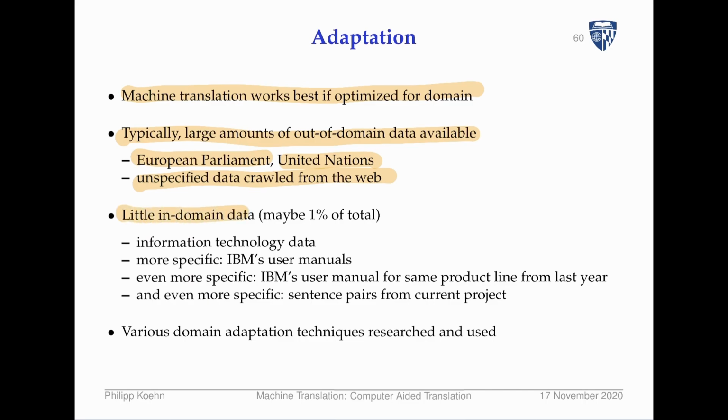Maybe we only really want to build a machine translation system for information technology, or maybe even more specifically, the translation job that I have to deal with is IBM user manuals. So how many IBM user manuals do I have? And ideally, I want the IBM user manual for the same product line from last year, or even better, I'm in the middle of the translation project and I already translated some sentences. These sentences are probably the best evidence for how I want this stuff to be translated. But that's going to be very, very few sentences at this point. So we already discussed domain adaptation techniques to deal with that.